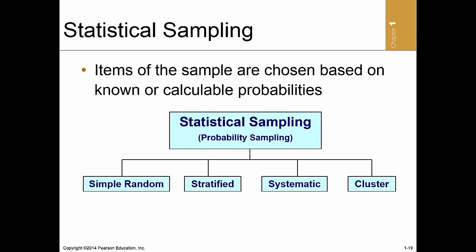Statistical sampling methods, also called probability sampling, allow every item in the population to have a known or calculable chance of being included in the sample. The fundamental statistical sample is called the simple random sample. Other types of statistical sampling discussed in this text include stratified random sampling, systematic sampling, and cluster sampling.